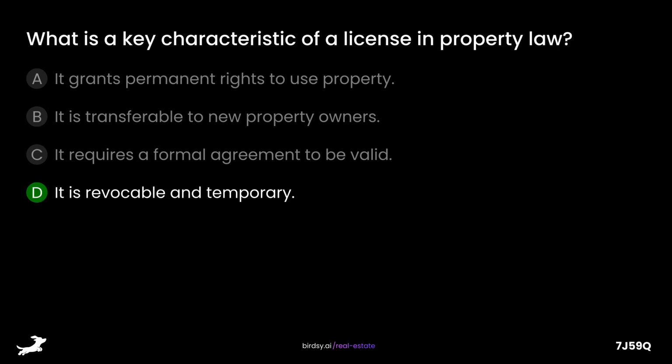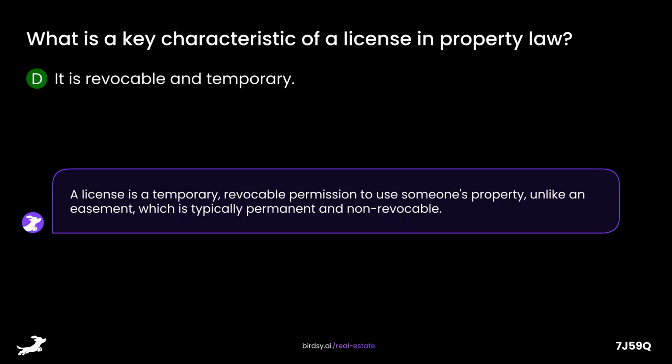The answer is D, it is revocable and temporary. A license is a temporary, revocable permission to use someone's property, unlike an easement, which is typically permanent and non-revocable.